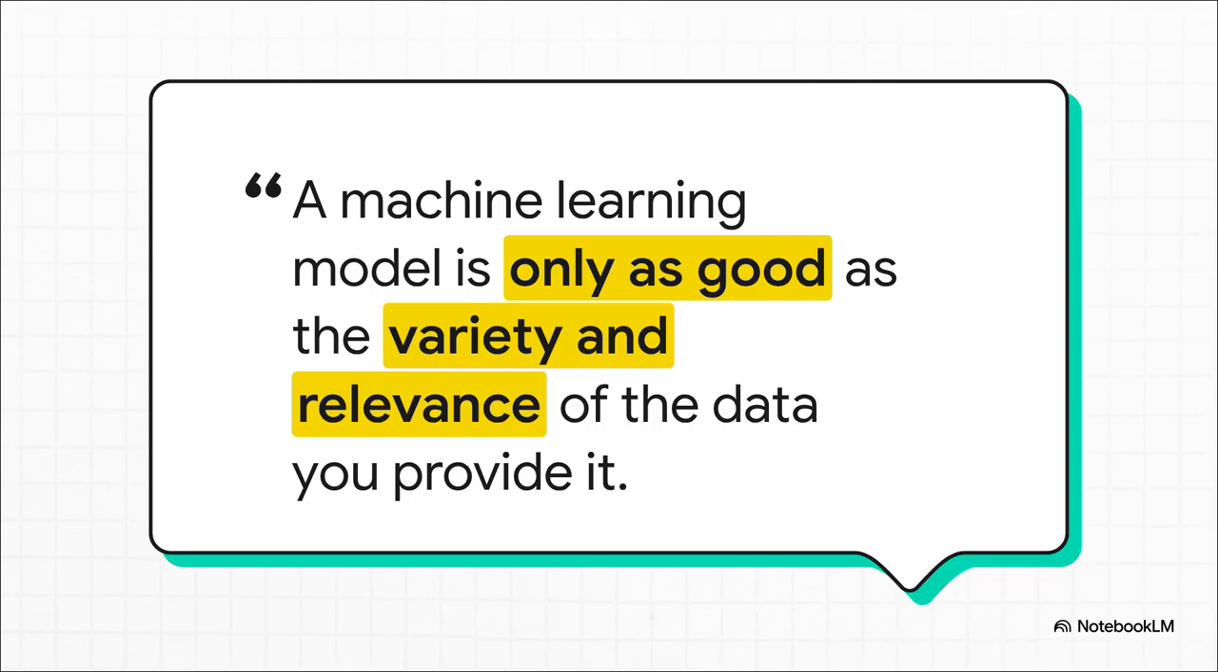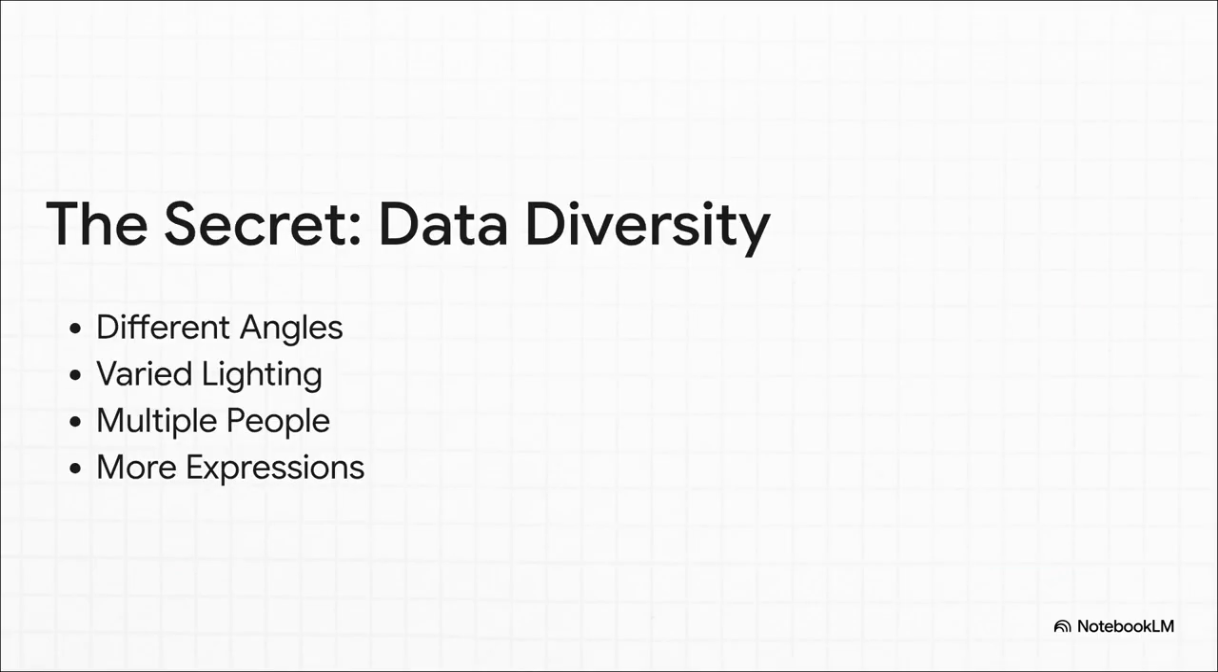This quote from QuantHub just nails it. The intelligence of your AI, it's a direct reflection of the data you feed it. You give it boring, limited data, you get a boring, limited AI. It's that simple. So, the big secret, the magic ingredient, is data diversity. To make our model really smart, we need to give it pictures of happy and sad faces from all different angles, in different lighting, maybe from a bunch of different people. And you know what? We should probably add a whole new class for surprised.